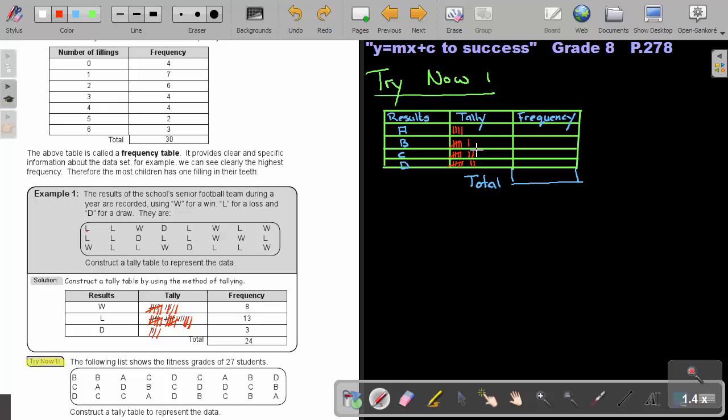and a C, and a B, and an A. 5. So if I count it up, this is going to be just 5, and this one is going to be 7, and this one is going to be 8. Oh, let's just redo that 8. Okay, and the last one is going to be 7. And if I add it up, I will get a total of 27. And there is my frequency table or tally table.